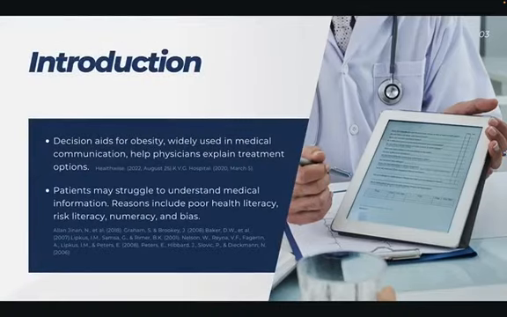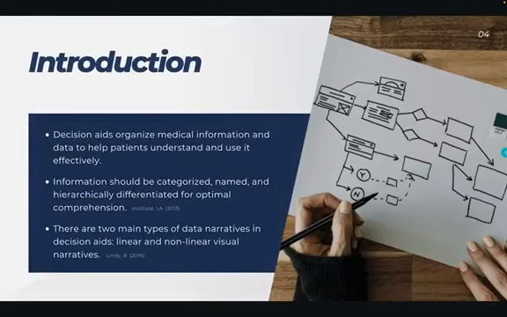Studies show decision aids for obesity are widely used to help physicians explain treatment options, but patients may struggle to understand medical information for several reasons, for example, poor health literacy and low numerical skill. Consequently, medical information should be categorized, named, and hierarchically differentiated for optimal comprehension. And there are currently many different ways of arranging the data narrative of content in the information architecture of decision aids.